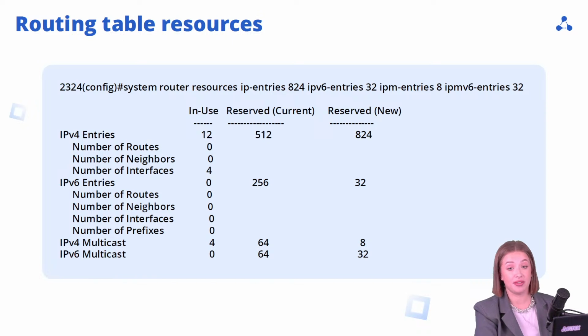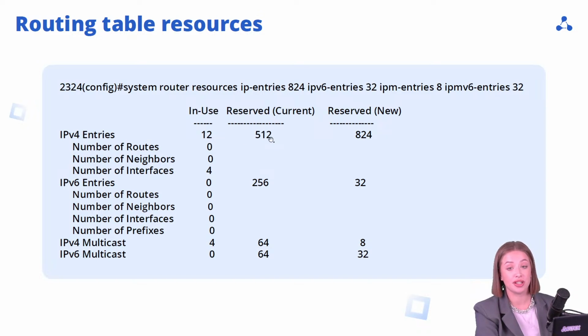This slide provides an example of output from a command that shows information about the individual allocation and usage of routing table resources. In this table, the number of routes column indicates the total number of routes on the device. The number of neighbors column shows the number of ARP entries, and the number of interfaces column represents the number of created IP interfaces.